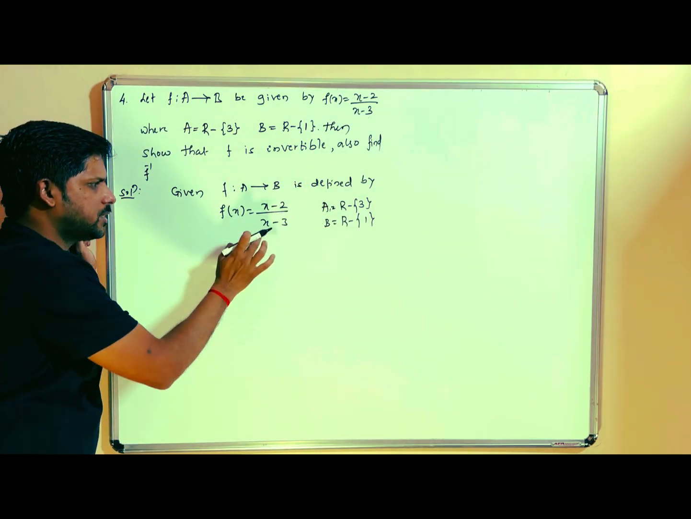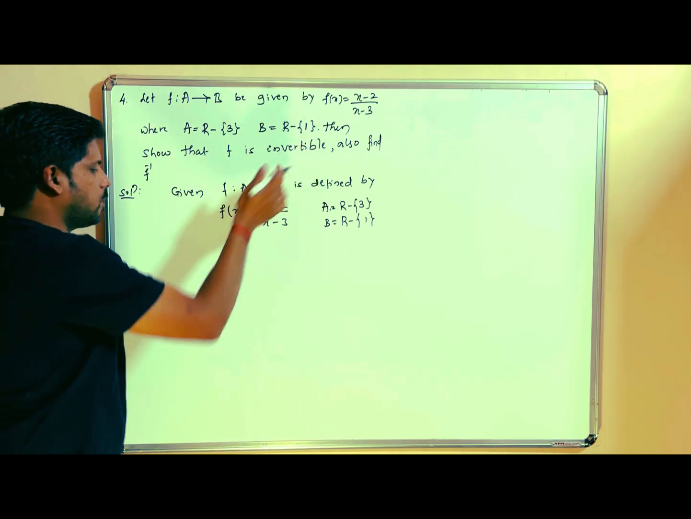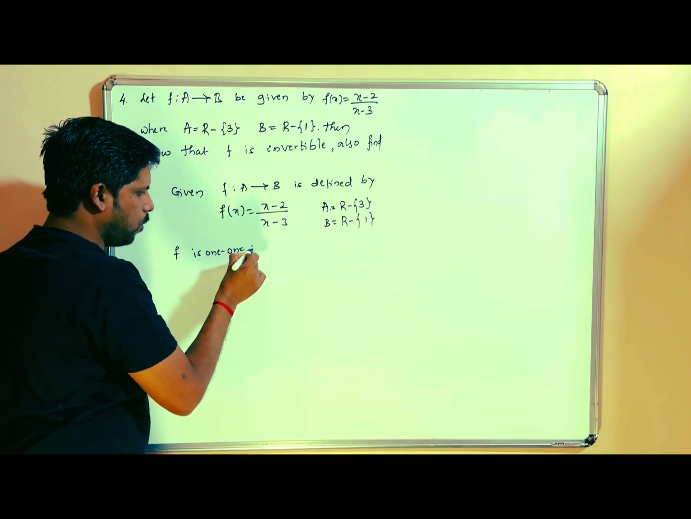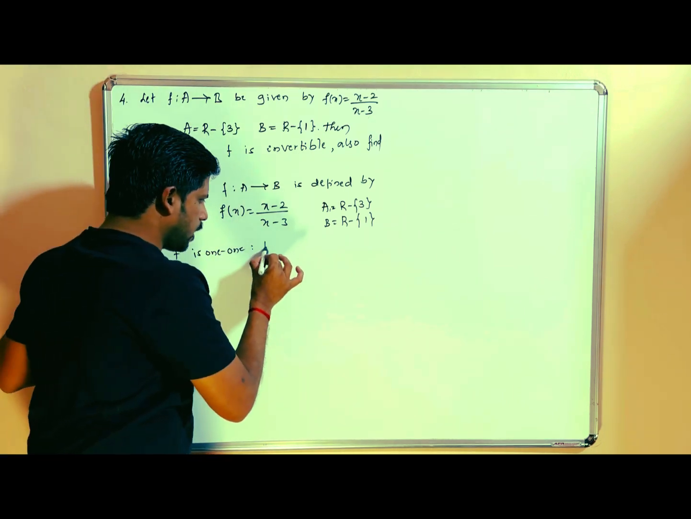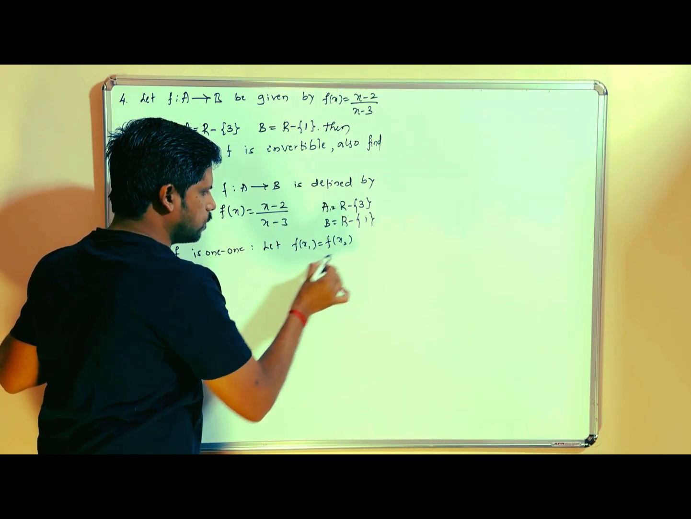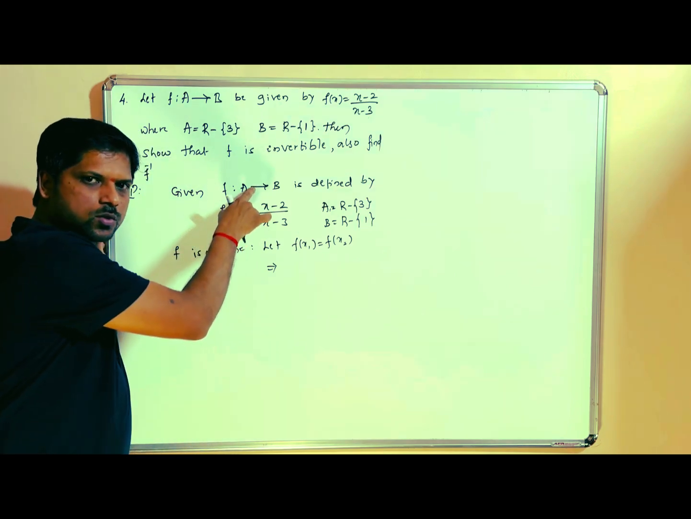Here x belongs to the A set and f of x belongs to the B set. To show that f is invertible, we have to prove f is one-one. Let f of x1 equal f of x2. What is f of x1 here? f of x is defined as x minus 2 divided by x minus 3.